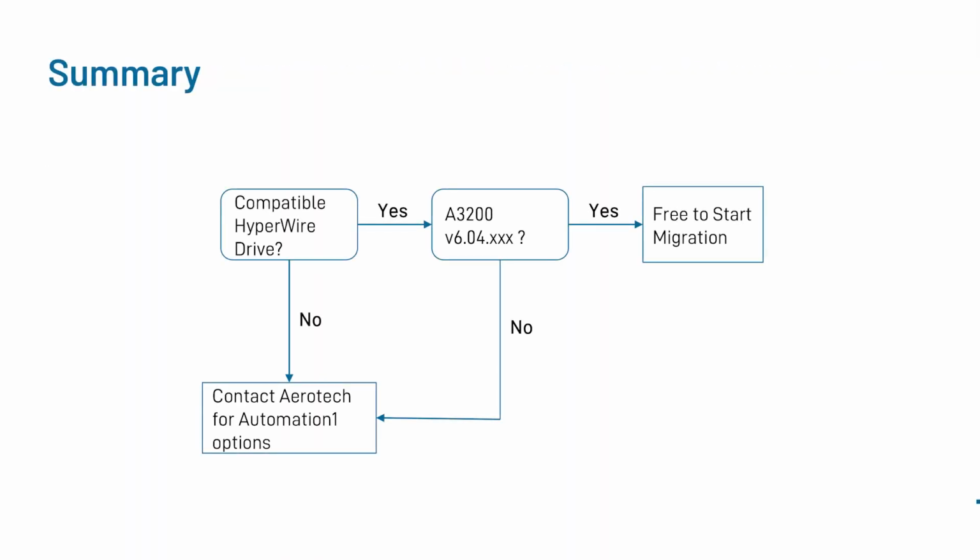So in summary, if you do not have compatible hyperwire drives or you are not using A3200 version 6.04 or better, then you may need to talk to your local Aerotech sales representative or our global technical support department for how to migrate your system to Automation 1. If you do answer yes to both of these questions, then you should be able to progress with the migration process.